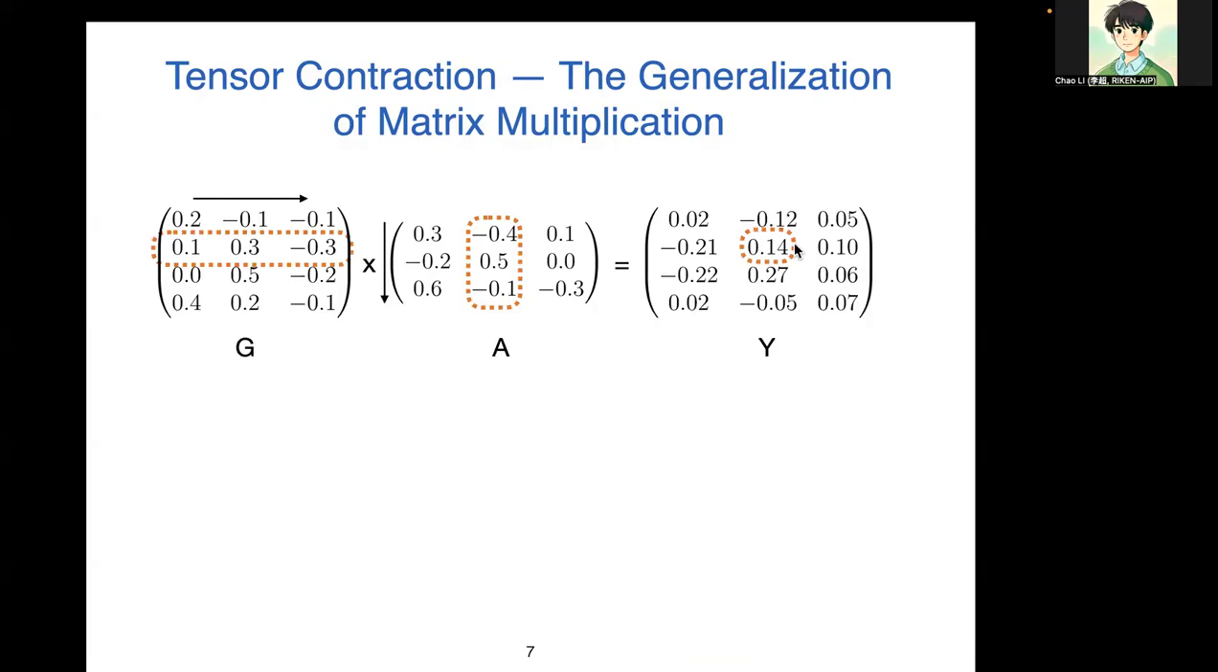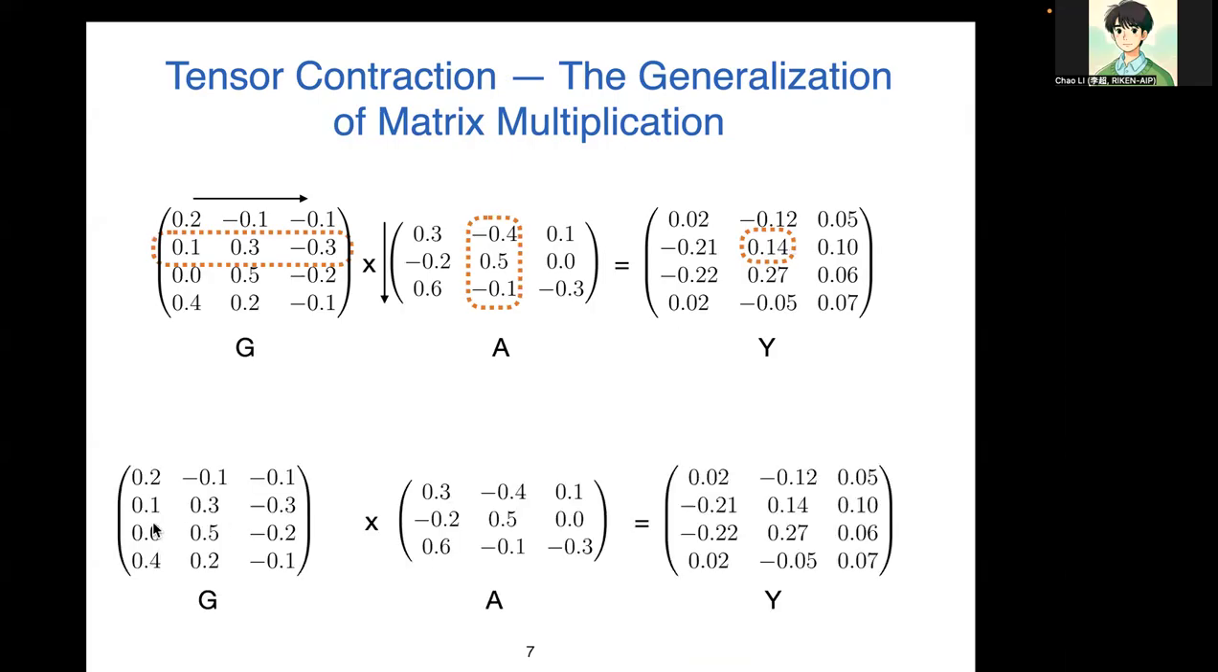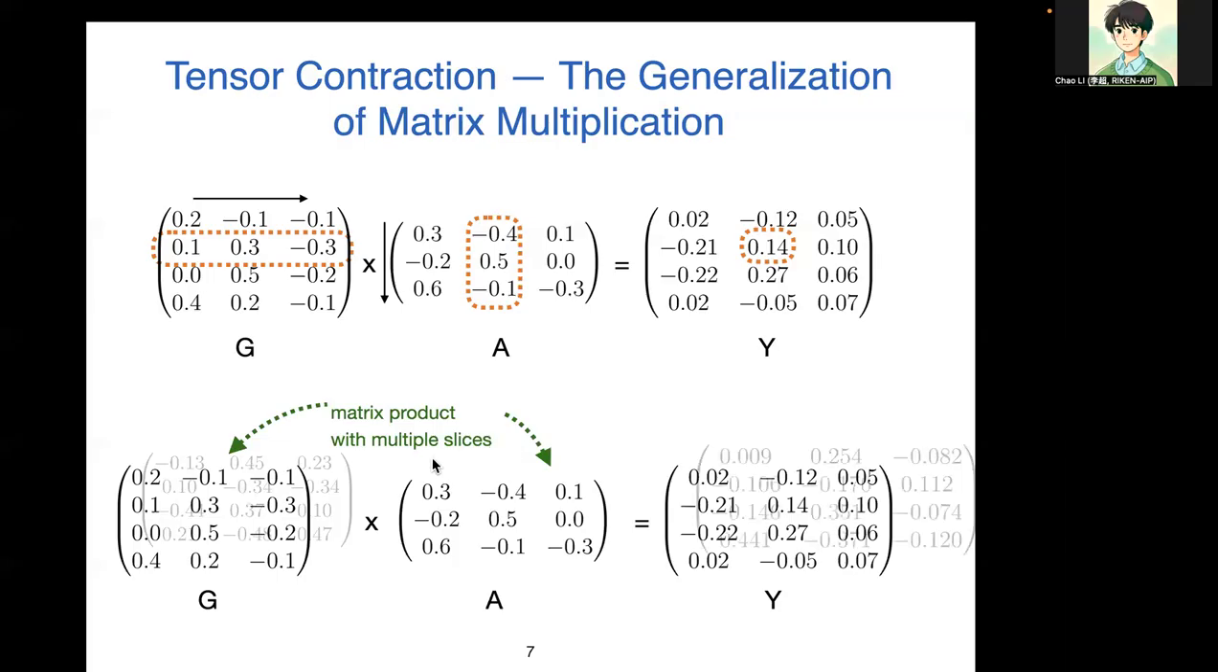So in tensor contraction, if G were a tensor of order 3 instead of a matrix, you could picture it as a stack of matrix slices. When we try to multiply G by A, we don't just work on one slice. We do the multiplication across all slices at once.